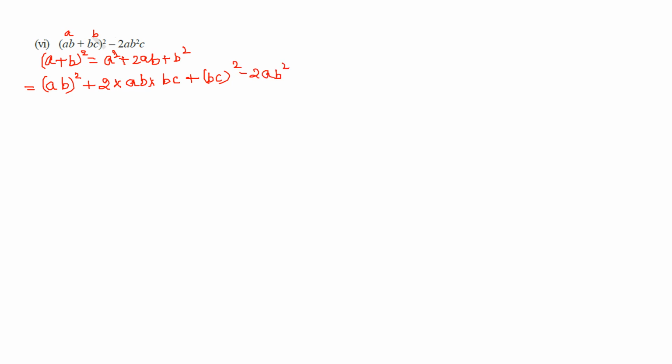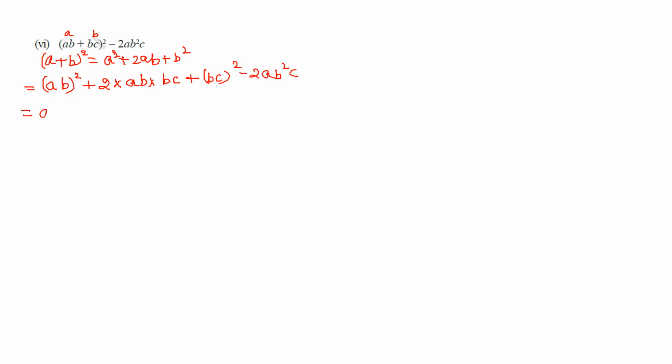Sixth one, (AB plus BC) whole square minus 2AB square C. So it is very clear that here I can use the identity (A plus B) whole square. So (A plus B) whole square will be A square plus 2AB plus B square. So A square, here it will be (AB) whole square because my A is AB and B is BC here. Now 2AB, so 2 into AB into BC plus (BC) whole square minus 2AB square C.